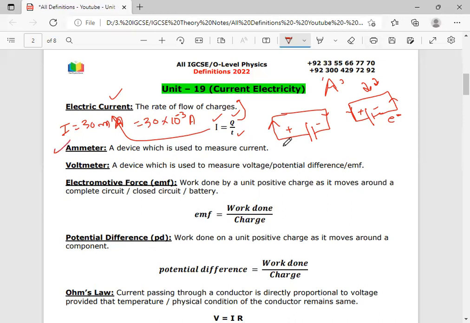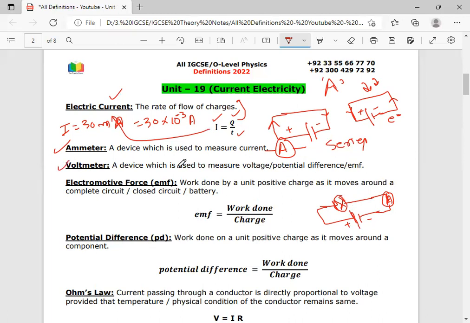An ammeter, a device which is used to measure current, is represented by this symbol, and it is always connected in series, anywhere in the circuit. Let's suppose I draw this lamp over here, then I can place the ammeter over here. So the ammeter will always be connected in series in the circuit, and this is the symbol of a bulb.